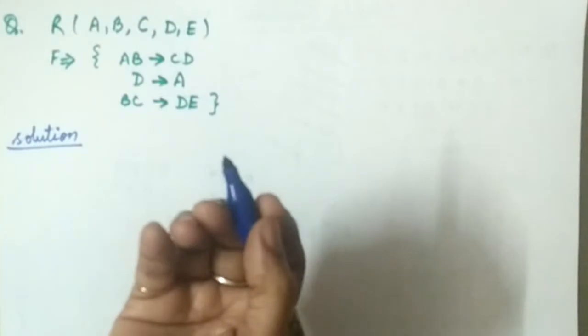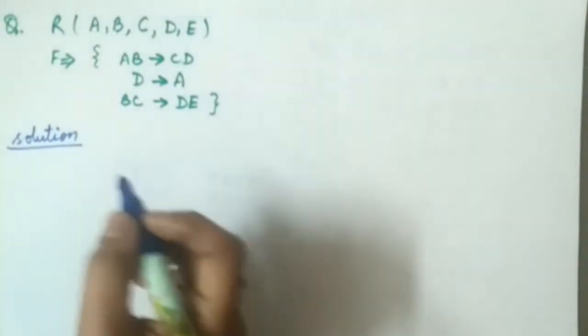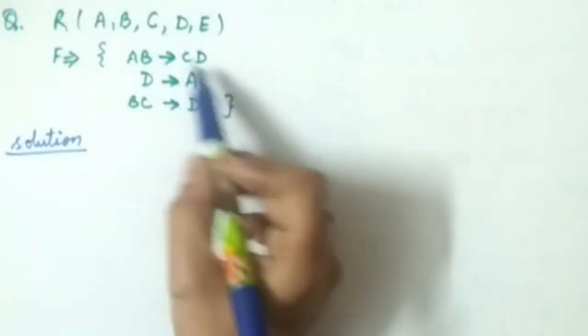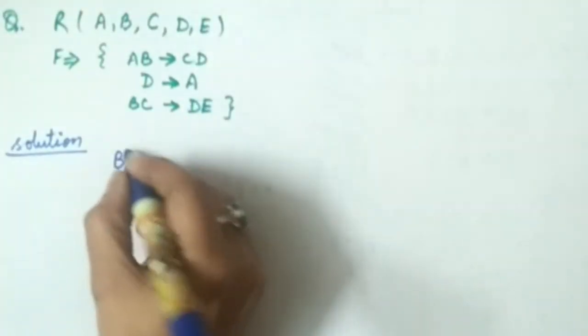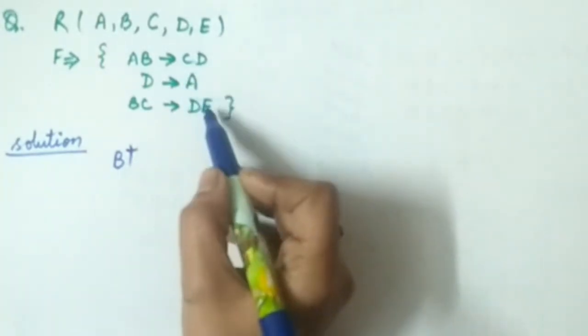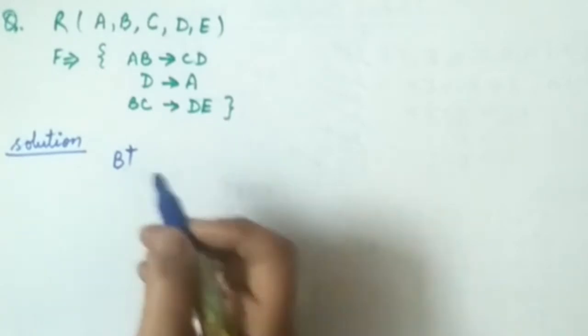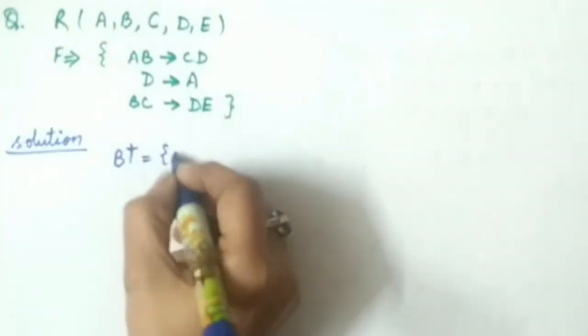Now let's start with the closures of each attribute. But here I'll tell you the short trick that if any attribute is missing on the right hand side of any FD, then the candidate key will definitely contain that attribute. A is present, B is missing. C, D, E, all the attributes are present except B. So the candidate key will definitely contain the attribute B. So I will try with the closure of B and the other attributes containing B.